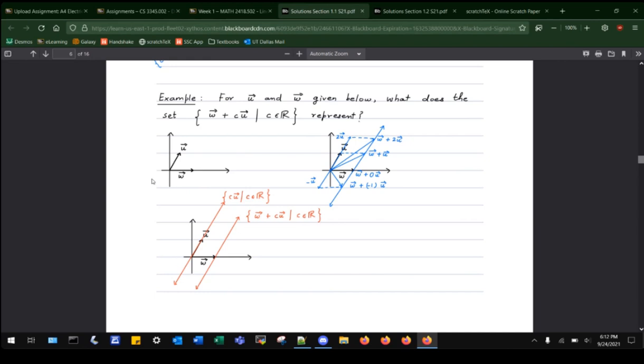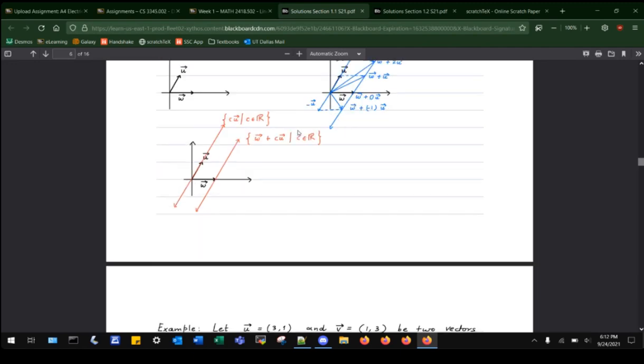And if you have two different vectors, their linear combination will be either a line or a plane, depending on whether or not you can write one vector as the other times a scalar, which is not the case in this example.